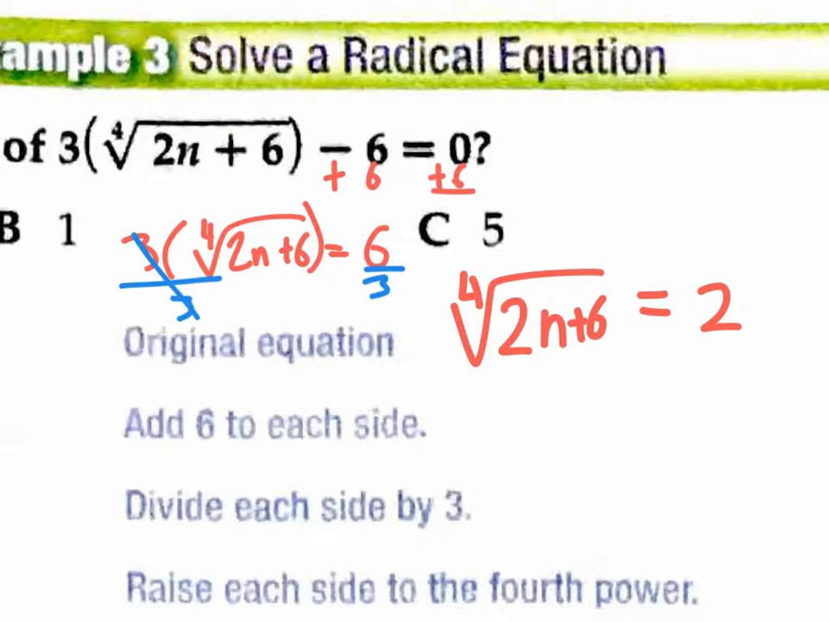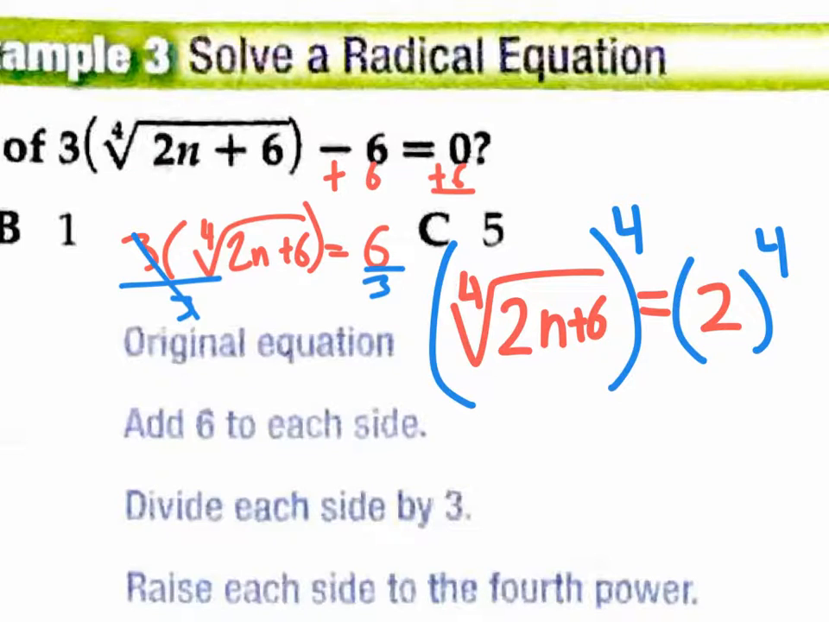Correct? Then what? How do you get rid of the fourth root? The fourth power. How do you get rid of the third root? The third power. How do you get rid of square root? By squaring it, right? What you do to one side, you do to the other side. So the fourth root and the fourth power cancel out. You have a nice, beautiful 2n plus 6 left over. Equals 2 times 2 is 4, times 2 is 8, times 2 is 16.